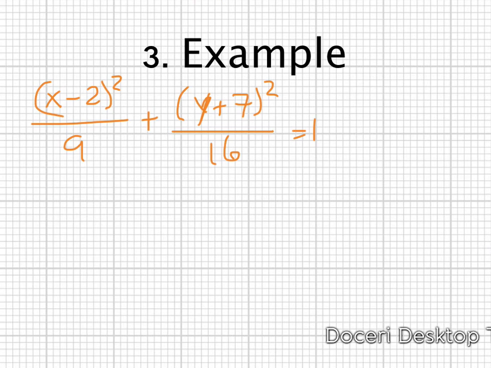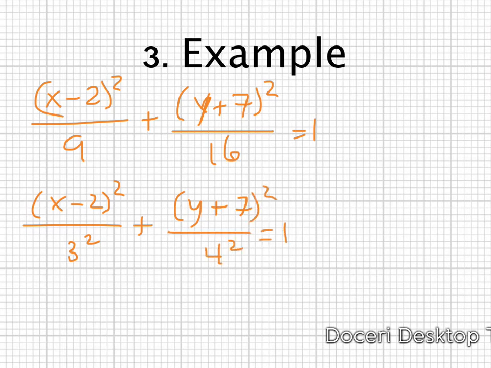Sometimes they might give us an equation that's not in standard form. It's easiest to put it in standard form and then use that to find where everything would go in the graph. So since this is 9, I can rewrite that 9 as 3 squared. And since it's 16, I can rewrite the 16 as 4 squared. So my h, k value, my center, is at 2, negative 7, because whatever the number is inside, I take the opposite of it, and that's my h and k value.